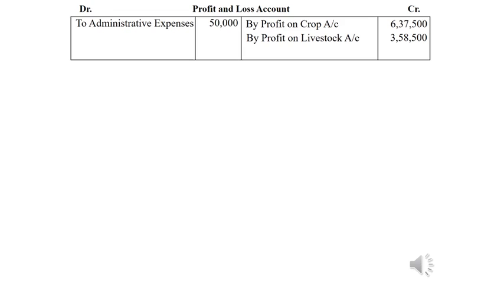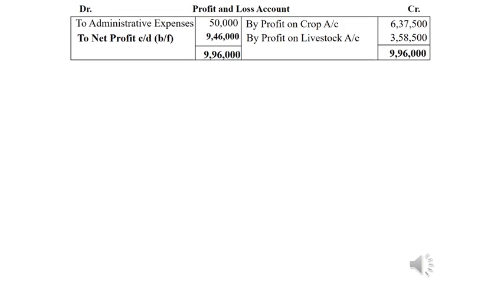Only these items are there. Total up. So 9,96,000 is the total of profit and loss account on credit side. So record it on debit side. 9,96,000. Total profit is 9,46,000. Net profit transferred to capital account. Okay. So this much has to be done.